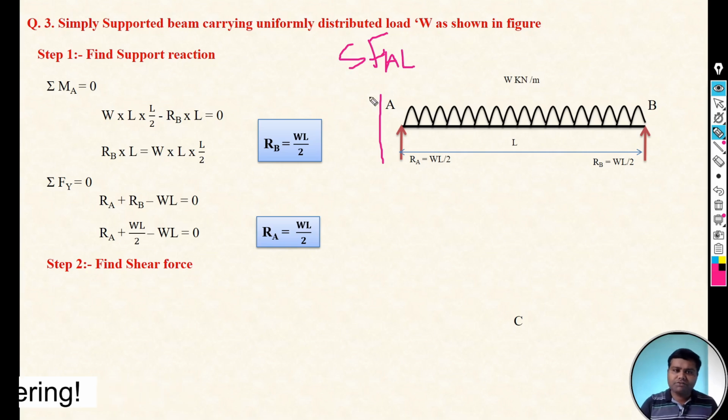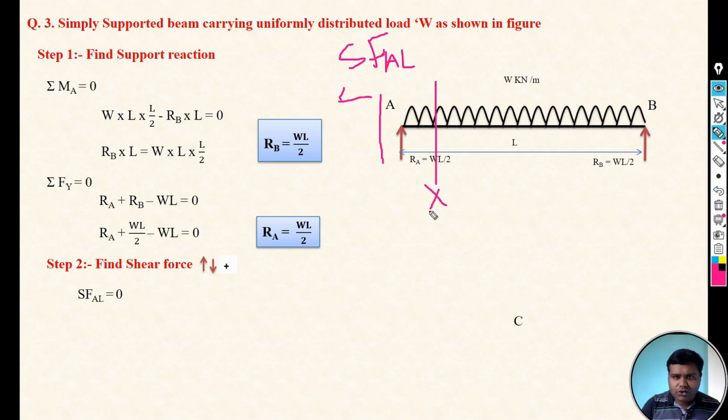So if we take A point first, then shear force at A left, just focus on the left of that particular section. There is no reaction or load on the left of that section. That's why the shear force at A left is 0. Now after that, take a section on the right of that A point and then focus on the left.